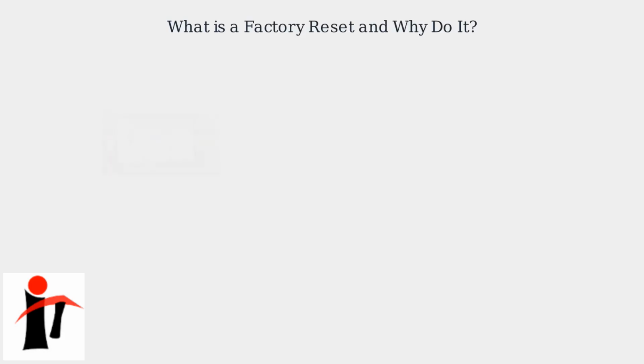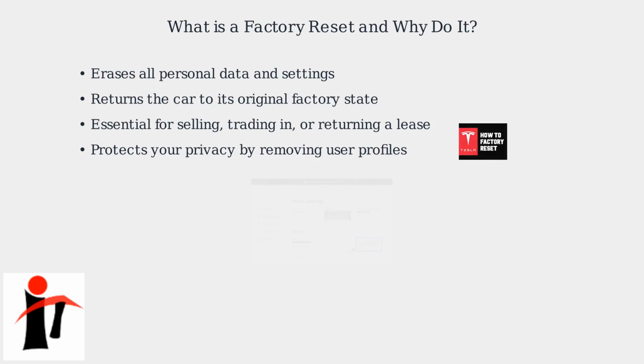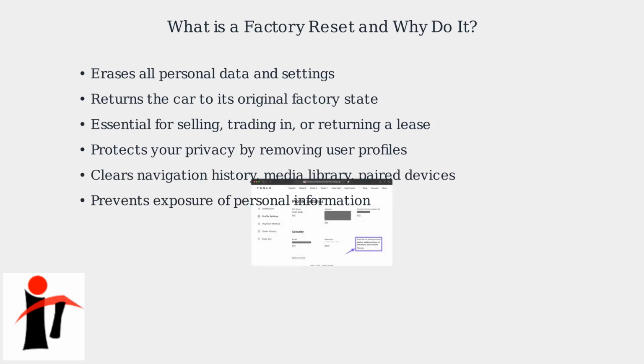A factory reset on your Tesla Model 3 erases all personal data and settings, returning the car to its original factory state. This is essential when selling, trading in, or returning a lease to protect your privacy. It removes your user profile, navigation history, media library, paired devices like Bluetooth and Wi-Fi, and personalized settings. Failing to do so could expose your personal information to the next owner.